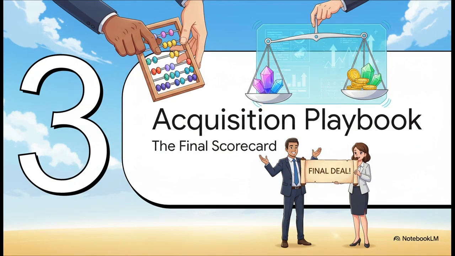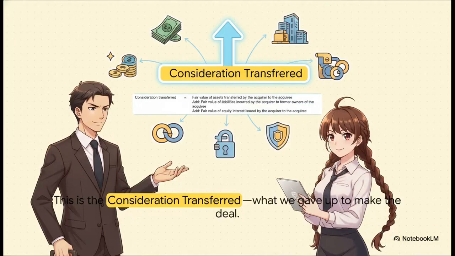Okay, this brings us to the final and most exciting steps, 3 and 4, the final scorecard. This is where we compare what we gave up to what we got and find out the real financial outcome of the deal. Step 3 is all about measuring what's called consideration transferred. It sounds a little jargony, but it's really just the official name for the total purchase price. It's the grand total of the fair values of everything we gave up.